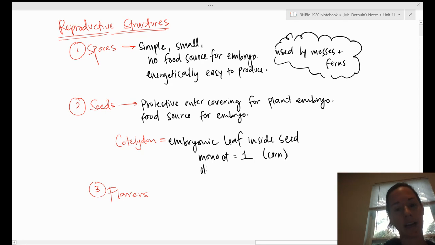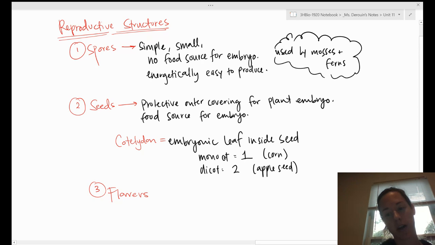And a dicot will have 2, and that's like an apple seed. If you have ever pulled apart an apple seed or anything like that, you can actually see, if you peel the layers off and take them apart, there are 2 halves to the apple seed, or an orange seed, a lot of fruit seeds like that. And those are the embryonic leaves. So those are seeds and spores.